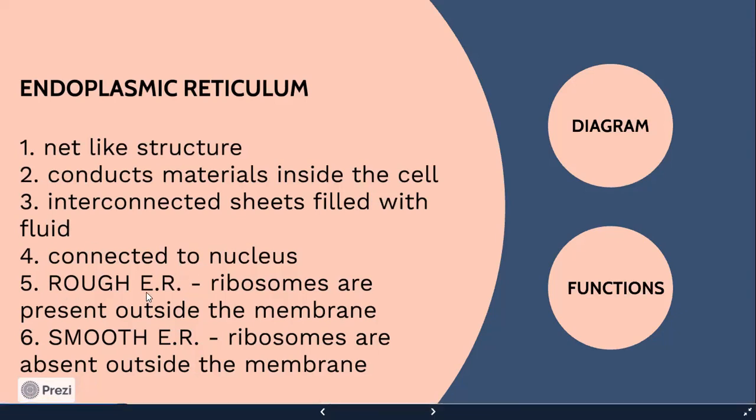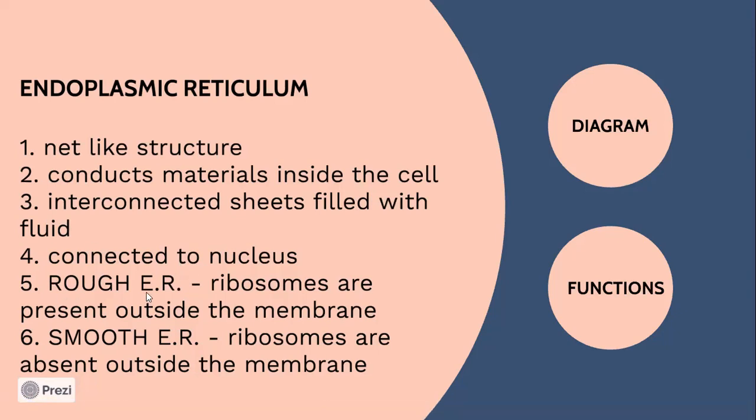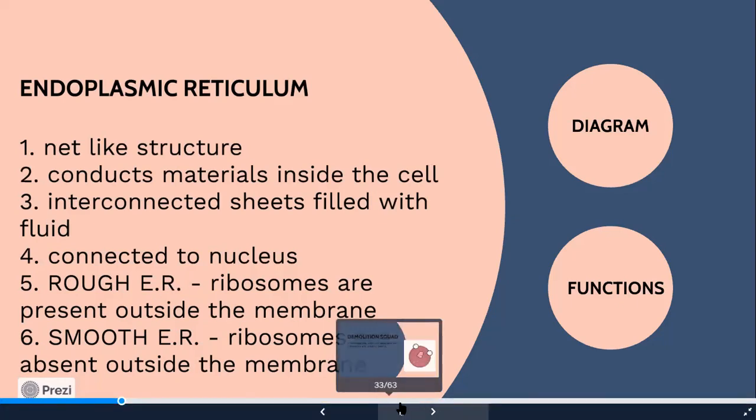First is rough endoplasmic reticulum. So ribosomes are present outside the endoplasmic reticulum. So that's called the rough endoplasmic reticulum. We'll just see the diagram in a bit. And smooth endoplasmic reticulum are where the ribosomes are absent.